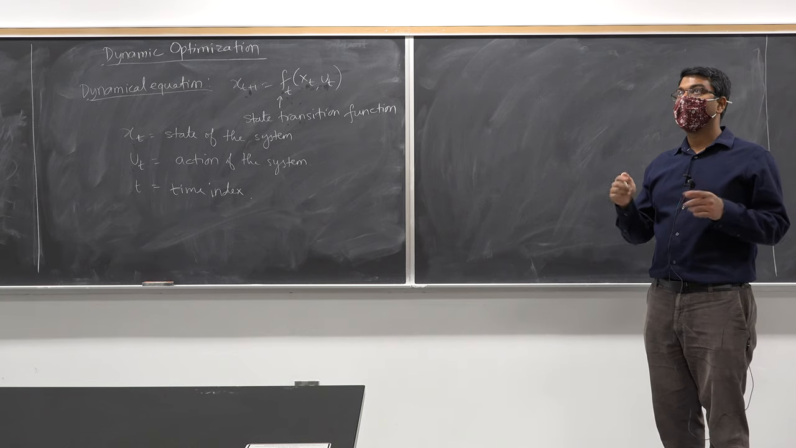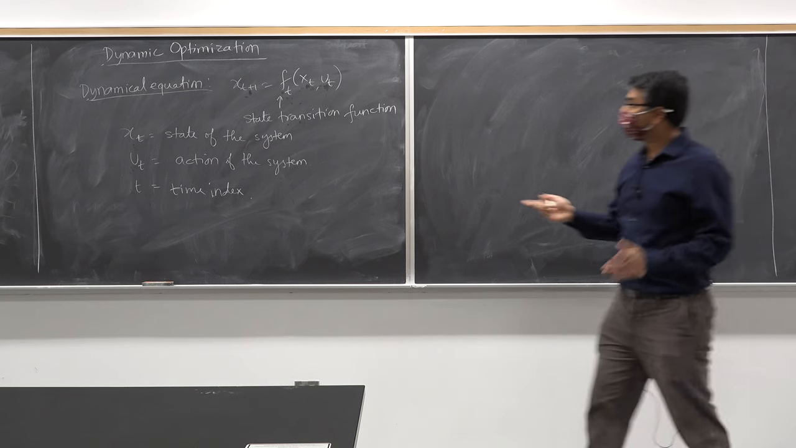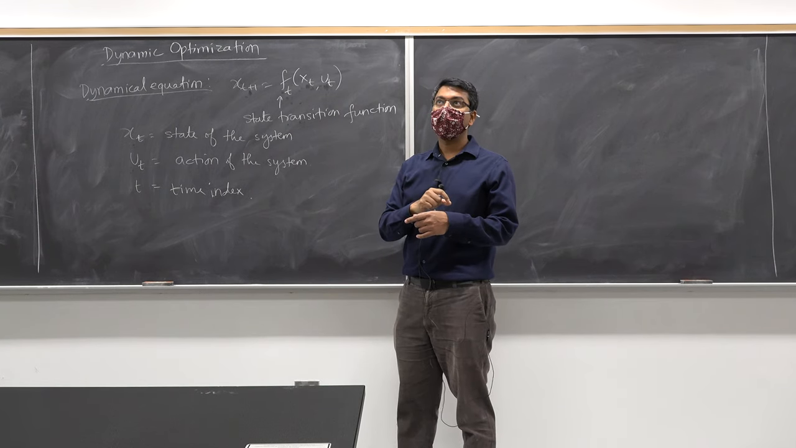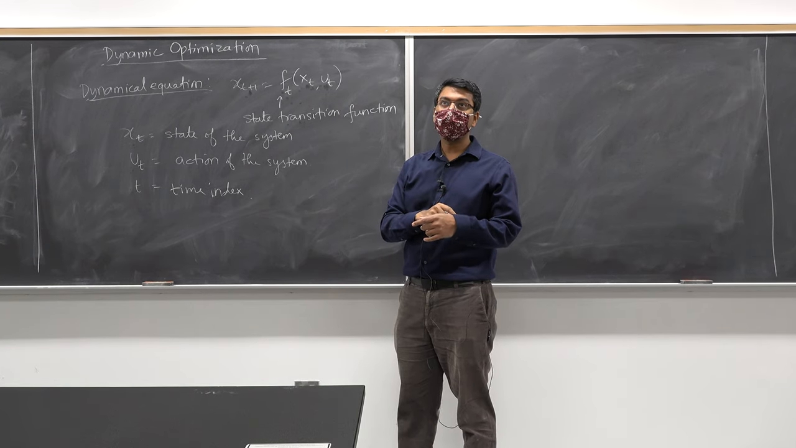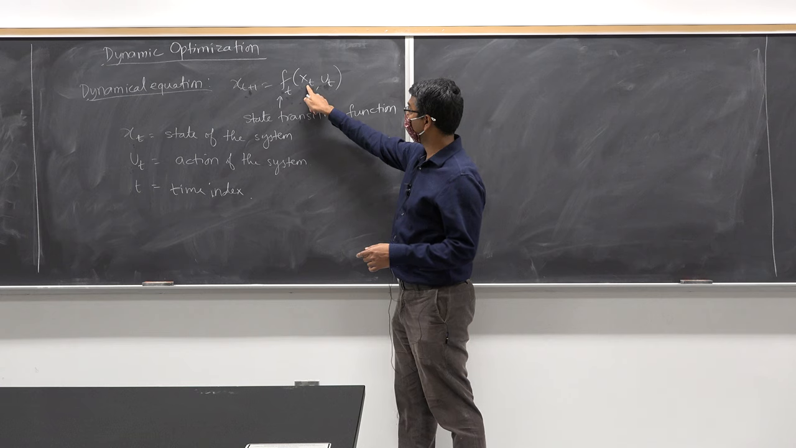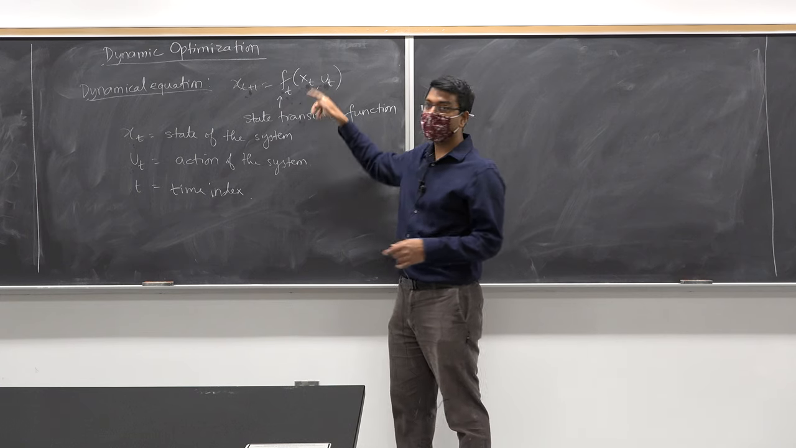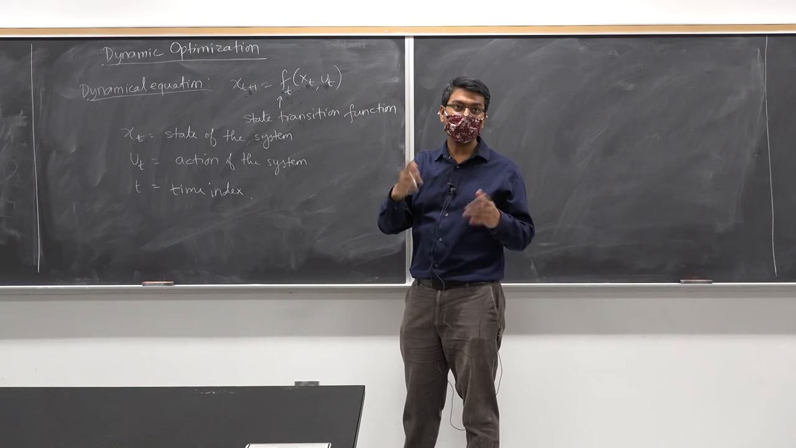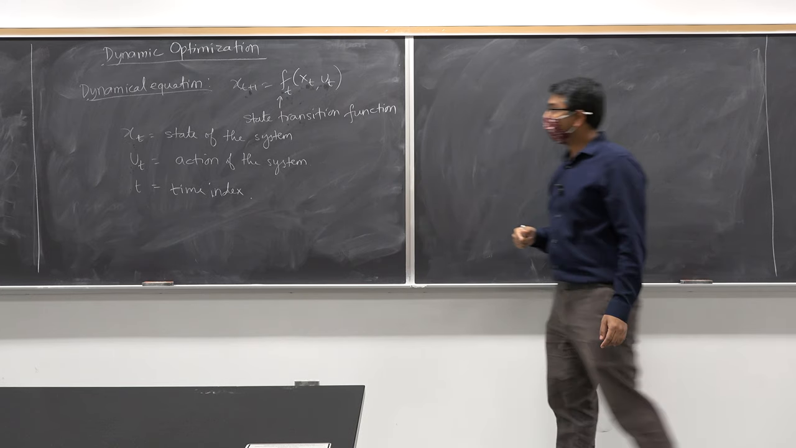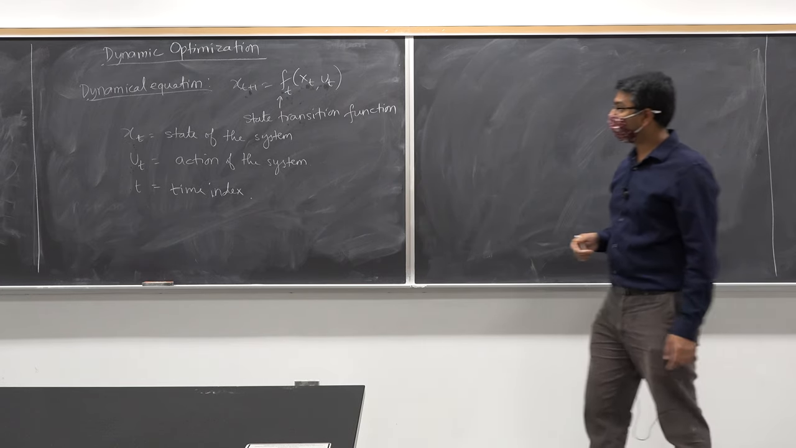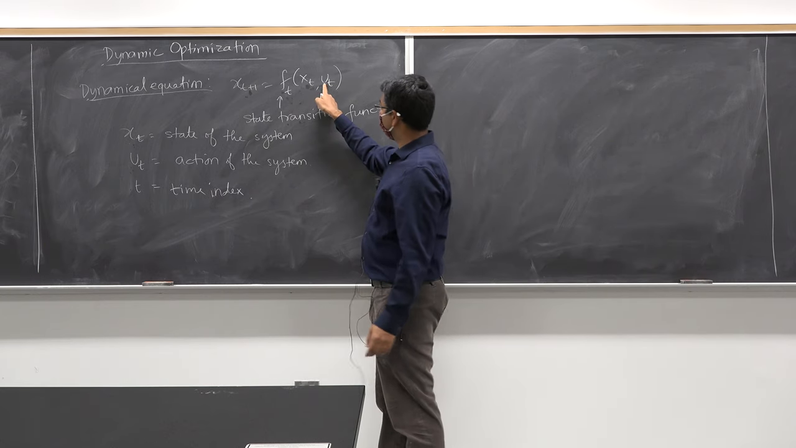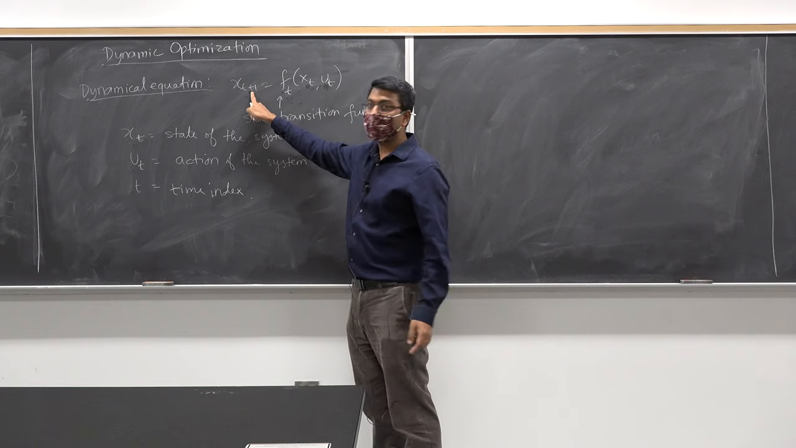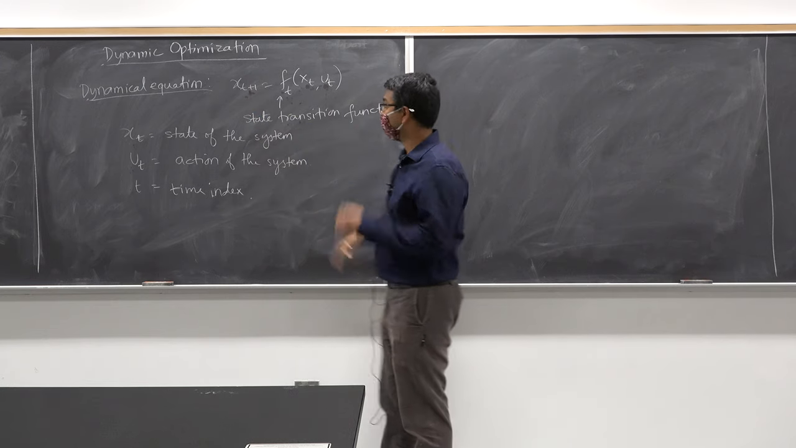Take insulin pumps. XT is the volume of glucose in my bloodstream at this point of time. UT is what my pancreas is doing at this moment, right? It may be secreting some insulin into my bloodstream. So that's determined by UT, what my pancreas is doing, and that determines my blood glucose level at the next time step.